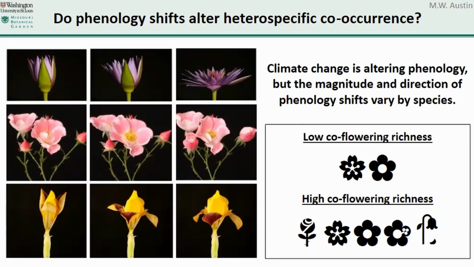And thus, I became interested in whether the high degree of interspecific variation in changes to flowering time might affect co-flowering richness, whereby as species change their flowering time at different rates between species, might species that used to have flowered at different times of the year now be overlapping, or vice versa? Species that used to overlap, might they now have partitioned flowering time?